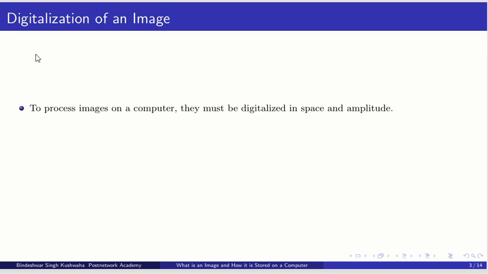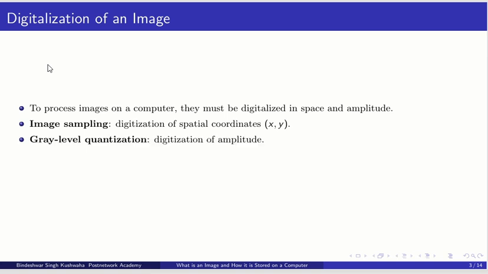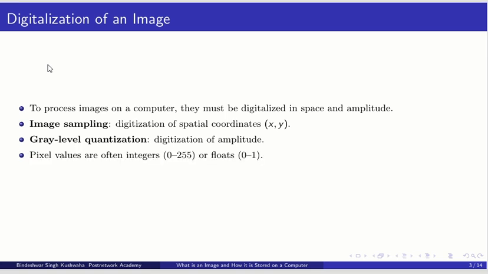Digitalization of an image. To process an image on a computer, it must be digitized in space and amplitude. That is a signal processing related concept, but I will not deep dive. Image sampling is the digitization of spatial coordinates. Gray level quantization is the digitization of amplitude. And basically pixel values are often integers ranging from 0 to 255, or floats from 0 to 1.